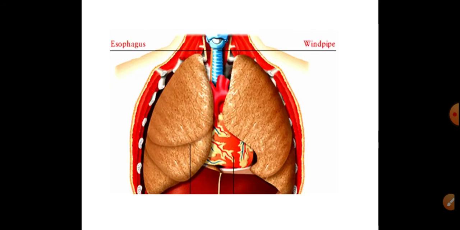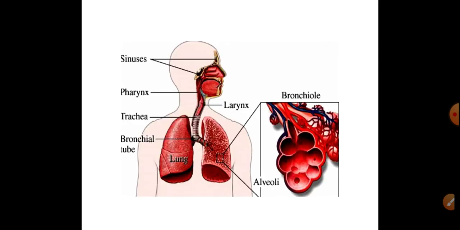Okay, and this is windpipe and this is esophagus. Here you can see another, here 3 lobes and 2 lobes and how it is there. And this is the pharynx, this is the trachea and this is the bronchial tube, this is the larynx. Okay, enlarged view of a lung, you will have bronchiole and alveoli. This is called as alveoli and these are bronchioles.